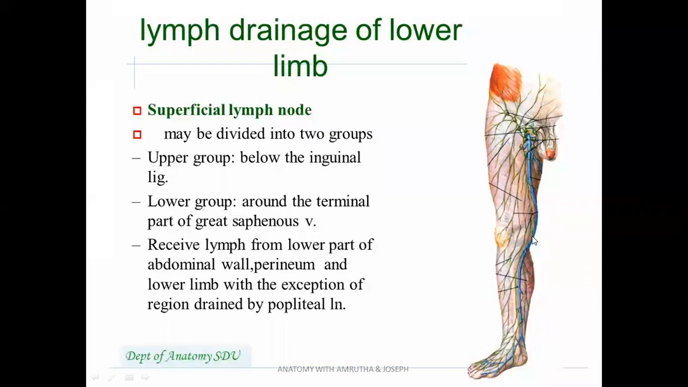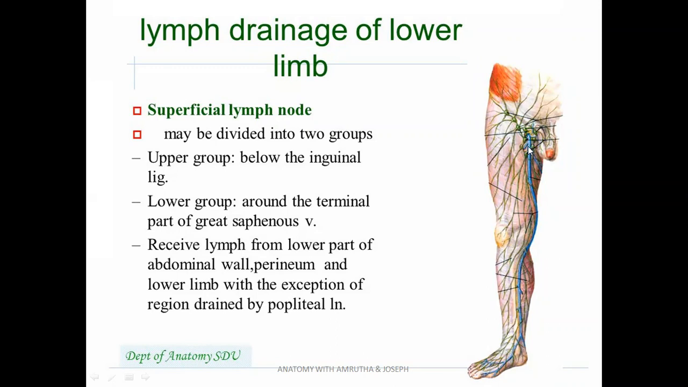Popliteal lymph nodes are group of lymph nodes which are seen in the popliteal fossa. So except that, all the lower limb is drained by these group of lymph nodes which are placed in the superficial fascia, called superficial lymph nodes. So here the superficial group of lymph nodes can be divided into two parts. Upper part, which is located just below the inguinal ligament. This is the inguinal ligament. Then lower group is located near the terminal part of great saphenous vein.